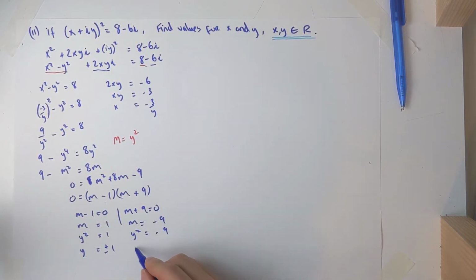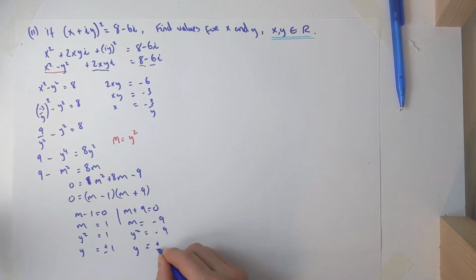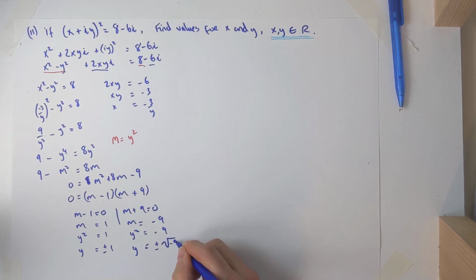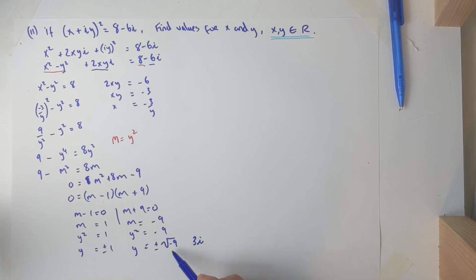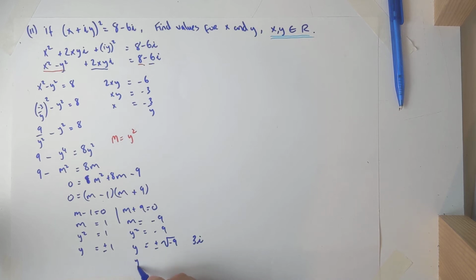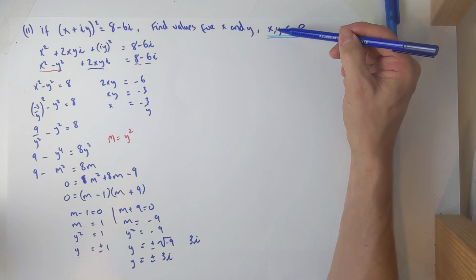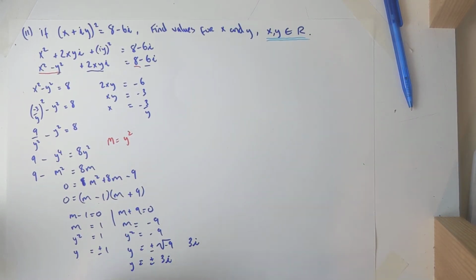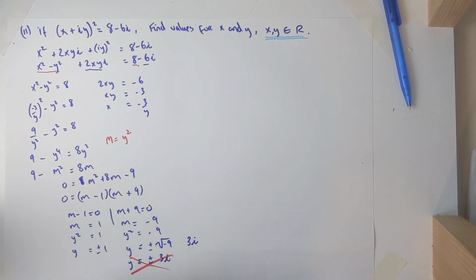Solving, the first gives you y is equal to plus or minus 1. The second gives you y is equal to plus or minus the square root of minus 9. The square root of minus 9 is the same as 3i, that's the square root of 9 by the square root of minus 1, minus 1 is i, and the 9 is 3. So you've got y is equal to plus or minus 3i. However, we're told that x and y are real numbers, so we can't have this. Put a line through that, that isn't allowed. Therefore, y equals plus or minus 1 is the solution that we have to work with moving forward.